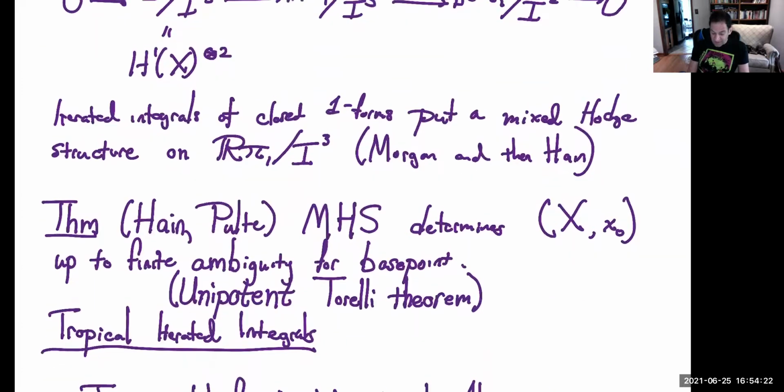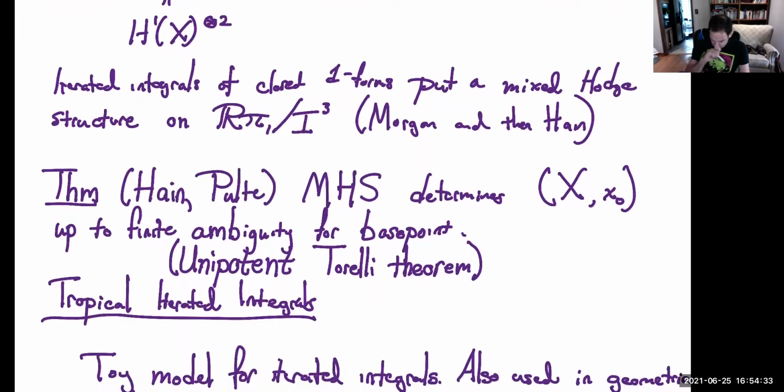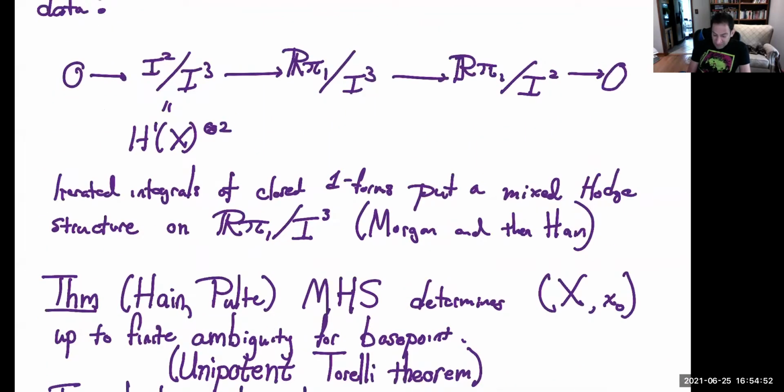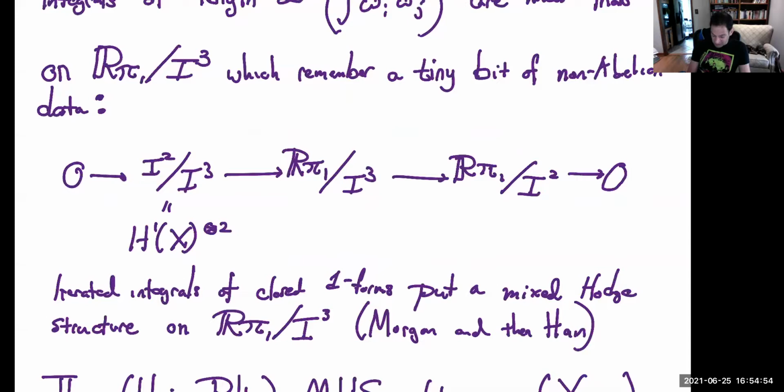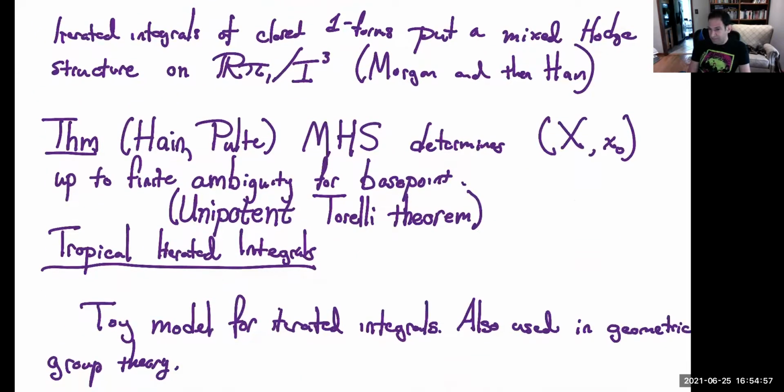All right, and then the iterated integrals of closed one forms put a mixed Hodge structure on the fundamental group. And this was noted by Morgan and then by Hain. And then a cool fact is there's a version of the Torelli theorem in this setting, which says the mixed Hodge structure on the fundamental group modulo I cubed determines the Riemann surface and the base point up to finite ambiguity. So I think this is kind of cool because this is saying this linear algebraic data coming from the extension remembers the base point, which somehow is a nonlinear thing.